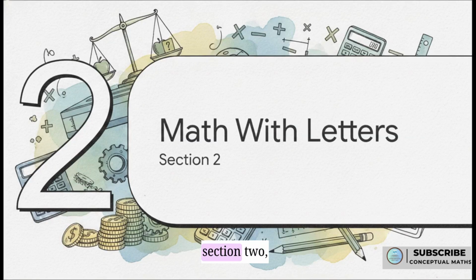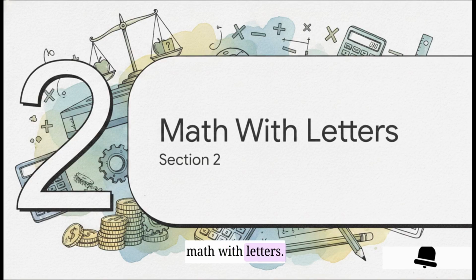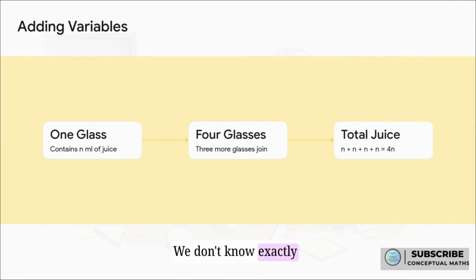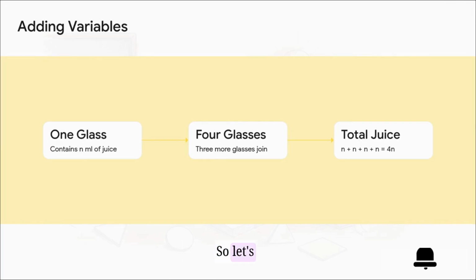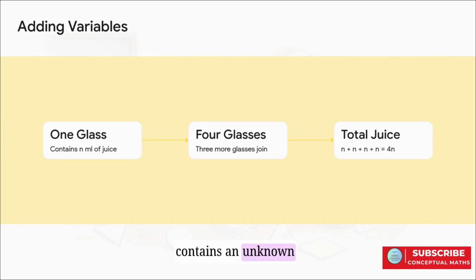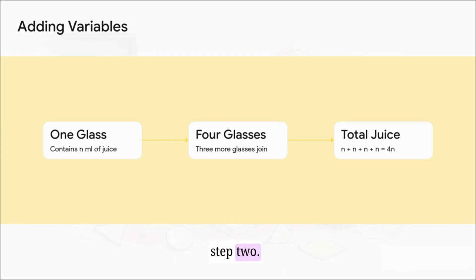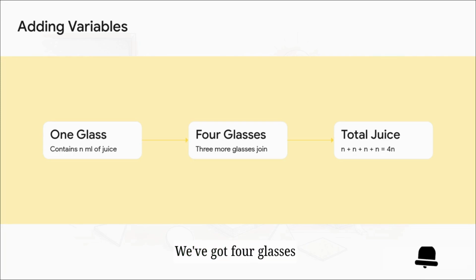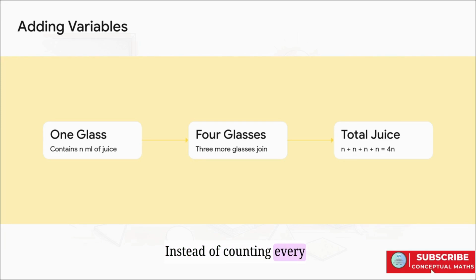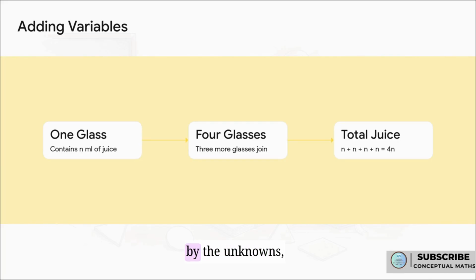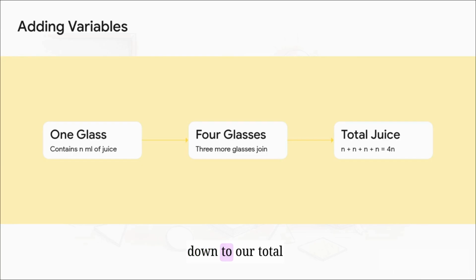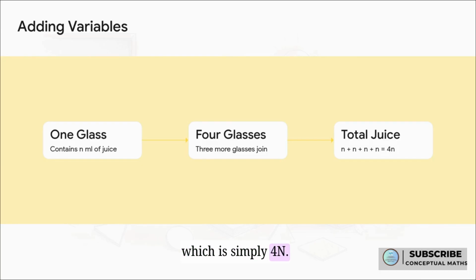Moving right along, section 2, math with letters. Picture this. You have a glass of juice sitting on the table. We don't know exactly how many milliliters are in there, right? So let's just say one glass contains an unknown n milliliters. Now, step 2. Imagine 3 more identical glasses are placed right next to it. We've got 4 glasses total now. Instead of counting every single time or getting totally overwhelmed by the unknowns, we just add them up. n plus n plus n plus n. And that elegantly simplifies down to our total amount of juice, which is simply 4n.